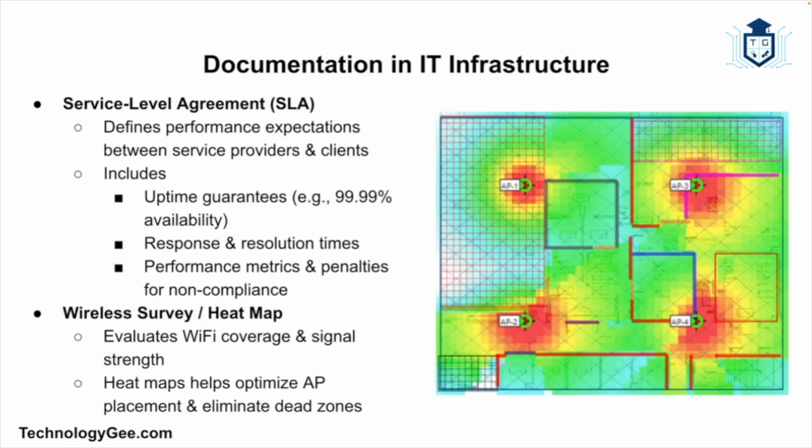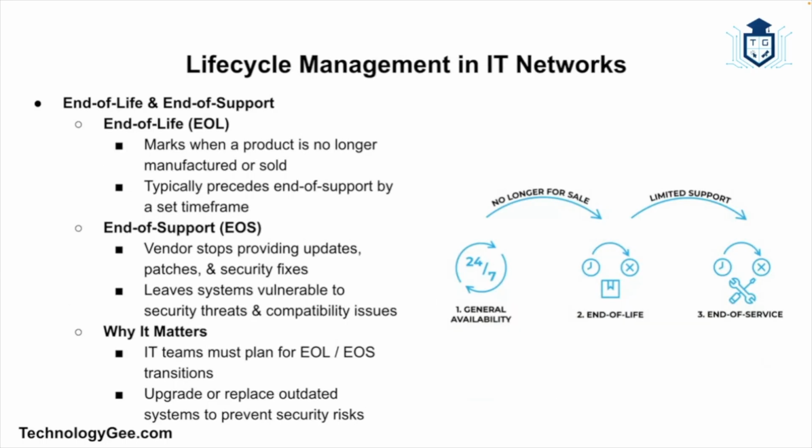Then you also have what is called a wireless survey, or a heat map, and this assesses the strength and coverage of a Wi-Fi network. And the heat map, this visualizes signal strength across different areas, helping admins optimize access point placement and eliminate dead zones. All right, so let's move on and talk about the life cycle management.